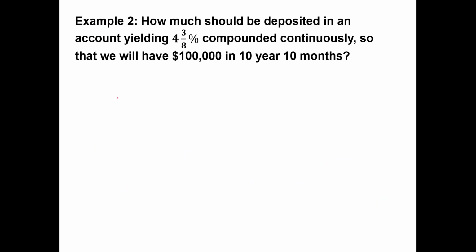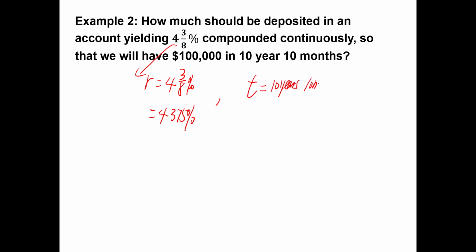Now, example 2: how much should we deposit in an account yielding 4.38% compounding continuously, so that we will have $100,000 in 10 years and 10 months? Again, we're using the same formula, but we are given some information here. First of all, the interest rate is 4.38%, which as a decimal is 4.375%. We know the time t is 10 years, 10 months.